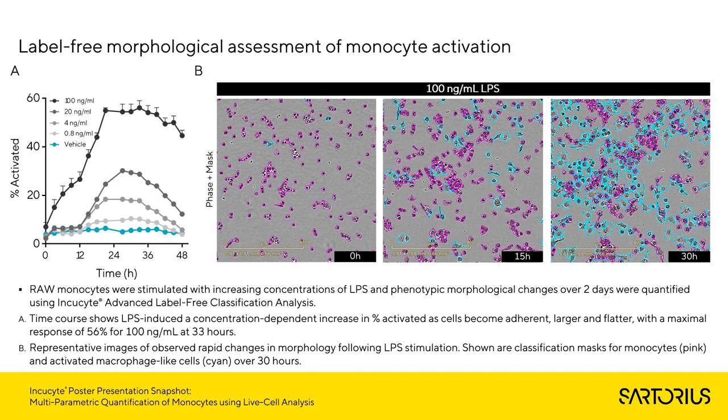If we look at the green fluorescence images, these show that there's translocation from the nucleus to the cytoplasm for LPS-treated monocytes compared to vehicle. When we look at the quantification, we observe that LPS induced a rapid concentration-dependent increase in the nuclear translocation ratio, and this indicates AKT activation.